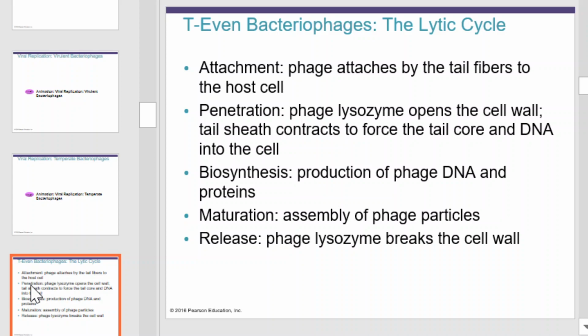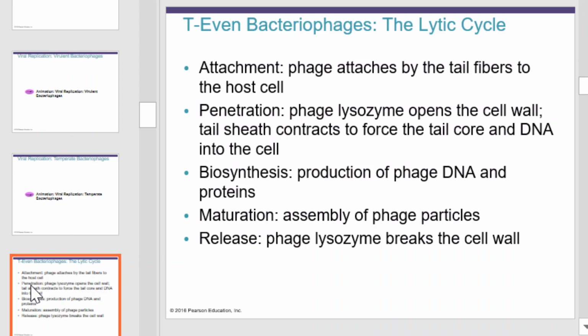There are steps to the lytic cycle and lysogenic cycle that you should be familiar with. In the lytic cycle, the first step is that the virus will attach to the host. Phage will attach by tail fibers to the host cell, and it can do so either externally or internally. Penetration is second. The phage lysozyme opens the cell wall, and the tail sheath contracts to force the tail core and DNA into the cell. Third is biosynthesis. Once the tail core and DNA have entered the cell, the host cell will then start to produce the phage DNA and proteins.